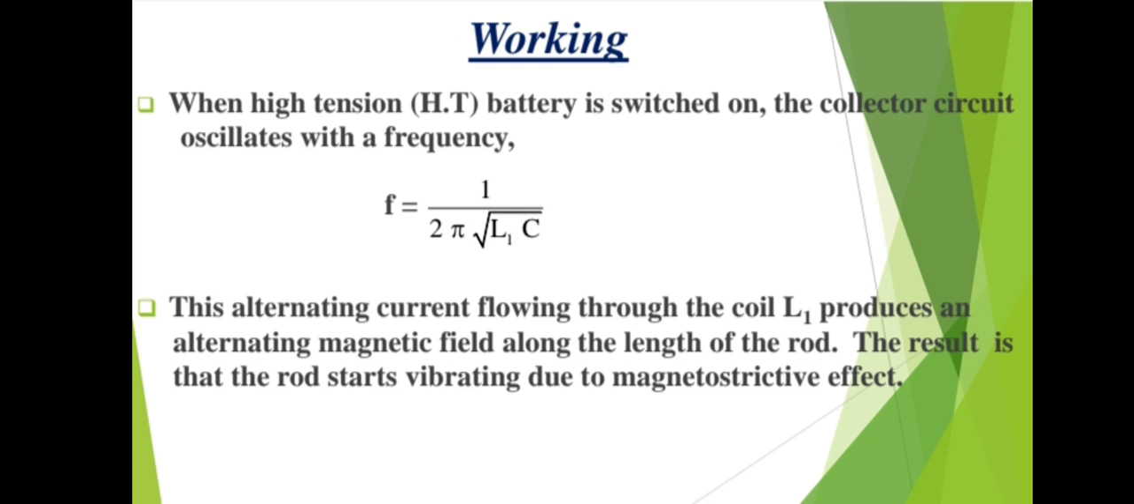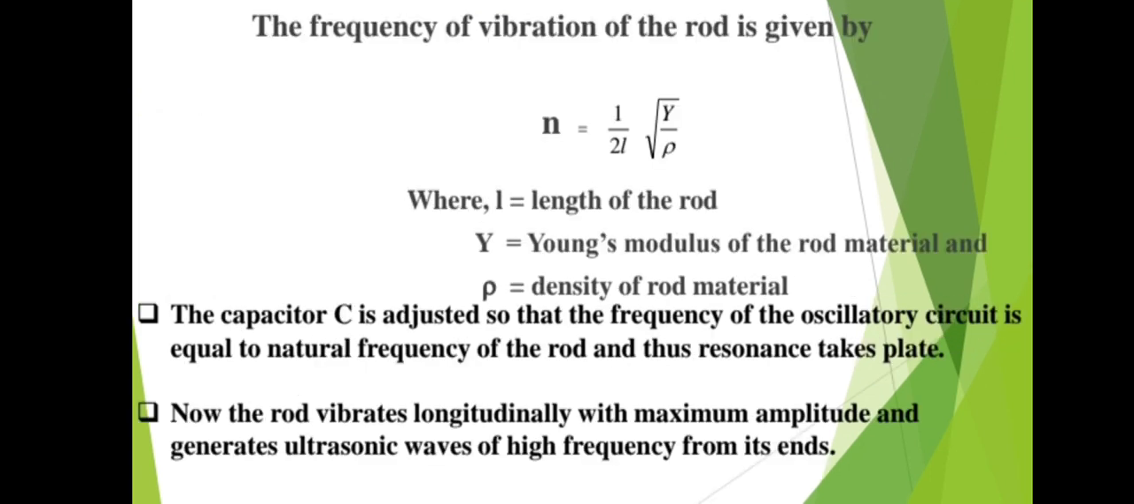The result is that the rod starts vibrating due to the Magnetostriction effect. The frequency of vibration of the rod is given by n equal to 1 upon 2L root Y upon rho, where L is the length of the rod, Y is the Young's modulus of the rod material, and rho is the density of the rod material.